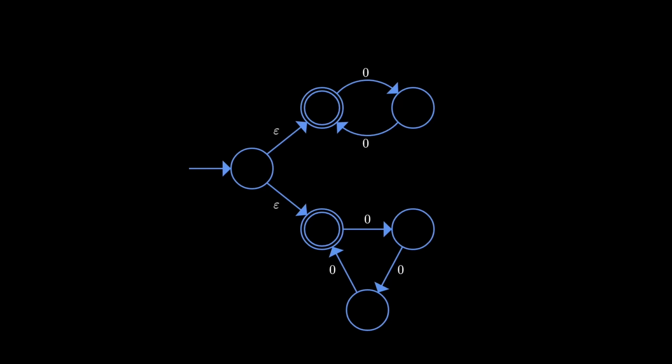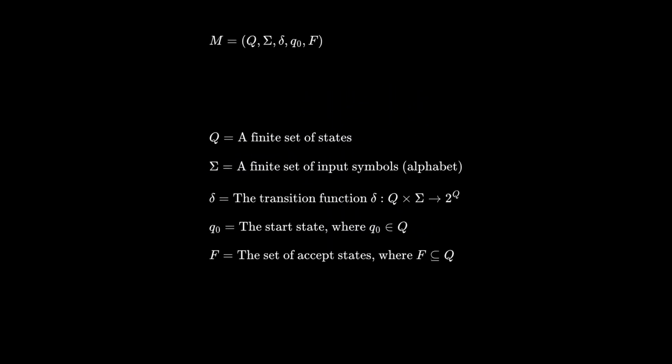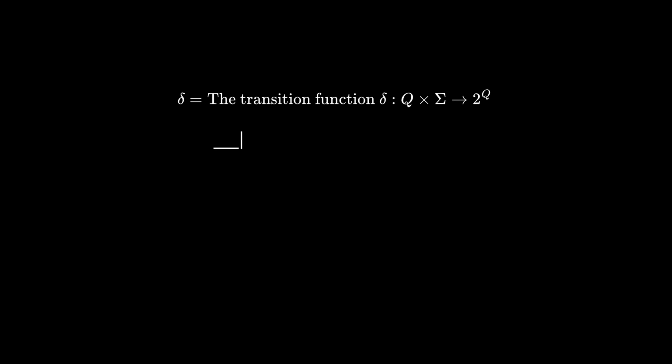Now let's talk about the formal definition of an NFA. They are incredibly similar to the DFA with one exception. The transition function must also include an epsilon transition for each state. This means that if we have states Q1 and Q2 and an alphabet of zeros and ones, we also have to define the epsilon transition like so, even if it means that it does nothing.